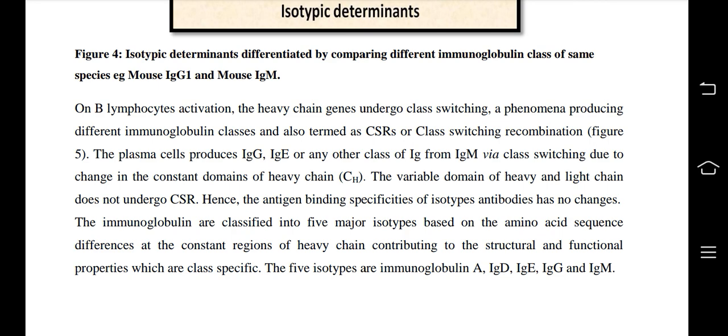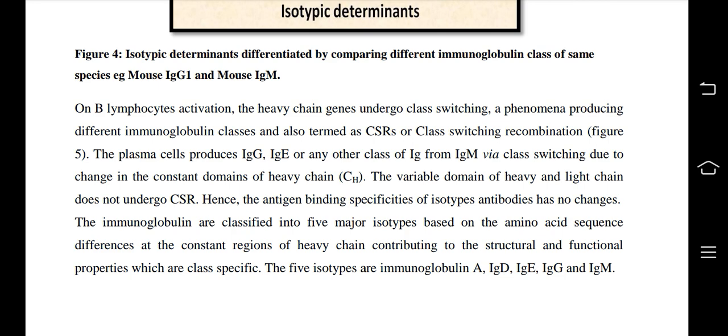The plasma cells produce IgG, IgE or any other class of Ig from IgM via class switching due to change in the constant domains of heavy chain. The variable domain of heavy and light chain does not undergo CSR. Hence, the antigen binding specificities of isotype antibodies have no changes.